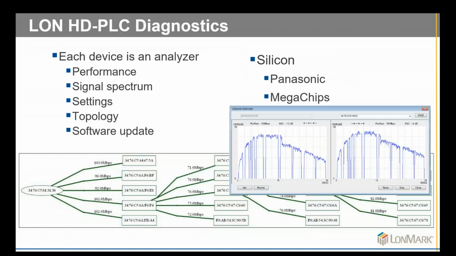Each device in an HD-PLC network is a protocol analyzer. Even people who have been familiar with narrowband power line in the past, they say they had a big box which has been measuring the network. Each device in HD-PLC is a protocol analyzer, calculating the performance, showing the signal platform, allowed to do some settings, have a view as a topology update, or do a firmware update in devices. So each device is able to do that. The silicon is coming from Panasonic and from MegaChips. EasyTech is dealing with MegaChips. Other companies are using Panasonic. I'll show that later. But keep in mind, it is quite simple to maintain a network and to find out what's going on.